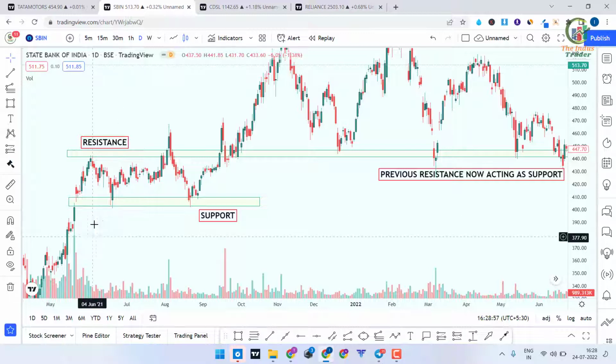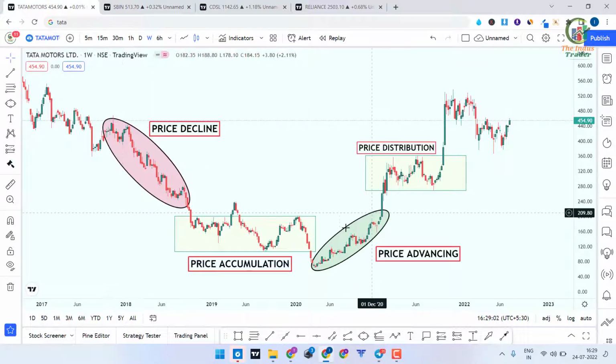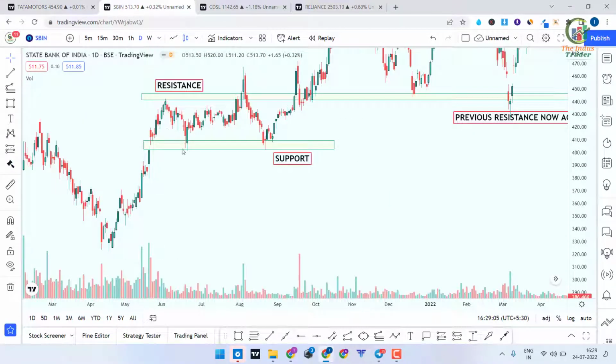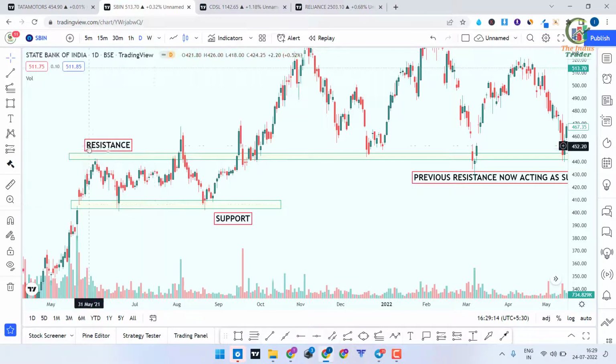Like we have just discussed, if you see, before we got a price advancing, you can see the same like this, and we got a price distribution here. So this is called price distribution. In the price distribution, these are the support and this is the resistance. Resistance is something where the sellers are more interested to sell rather than buy. So this is called resistance.